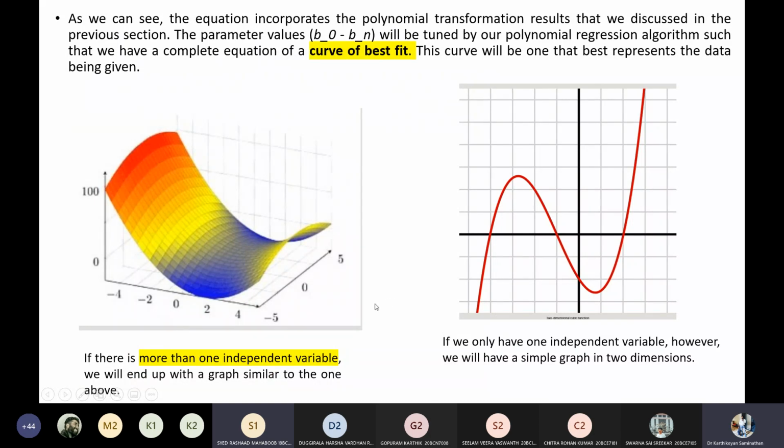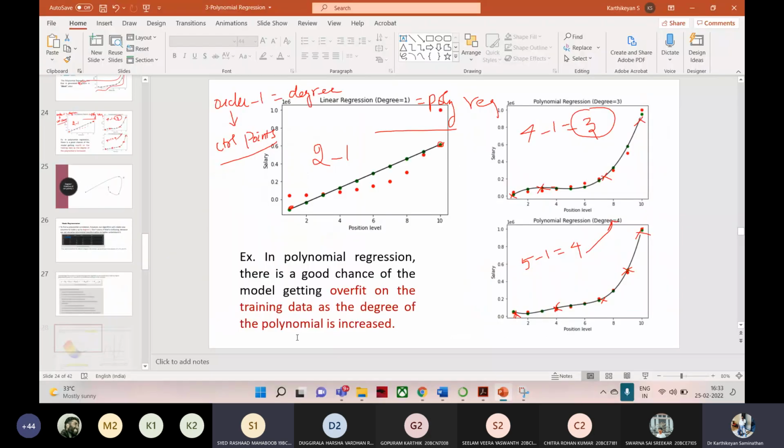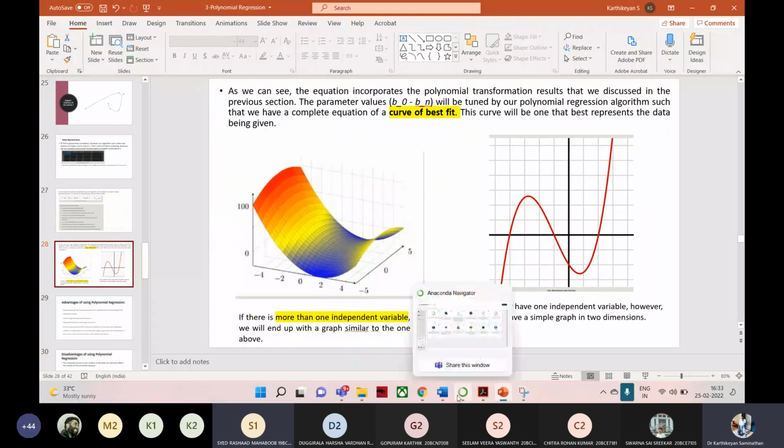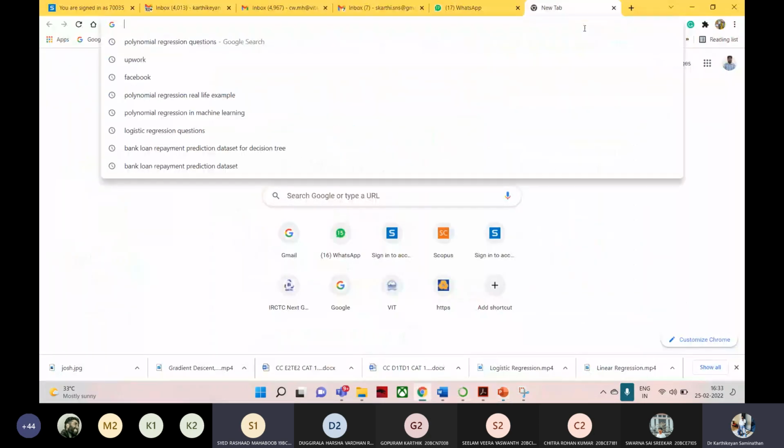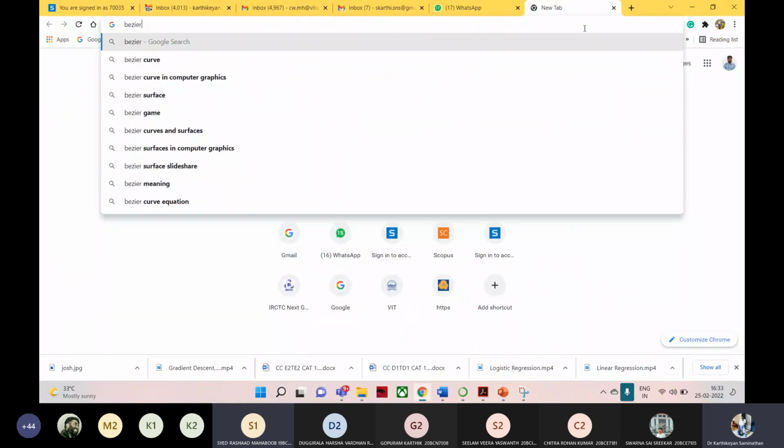Suppose you have more than one independent variable, then how will you do it? There will be different control points wherever you pull. So that will come as, for example, what do you call, I think Bezier curves.